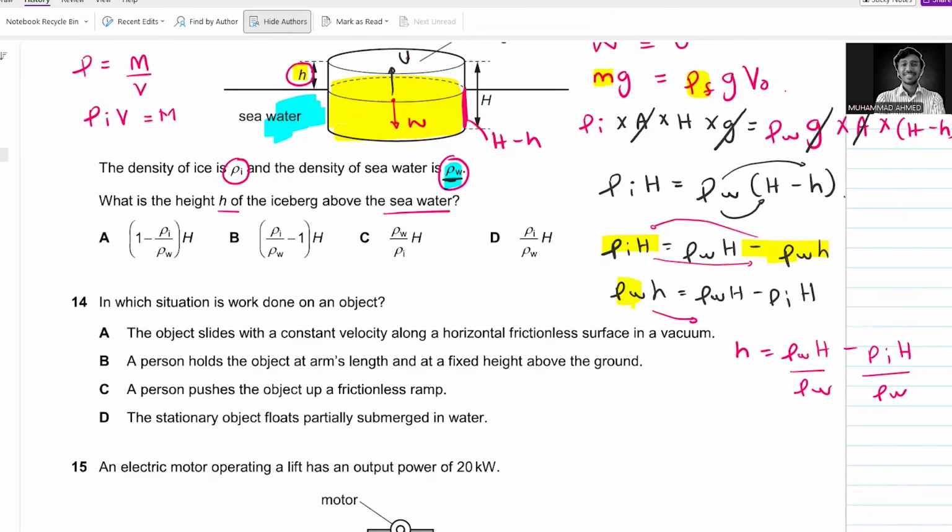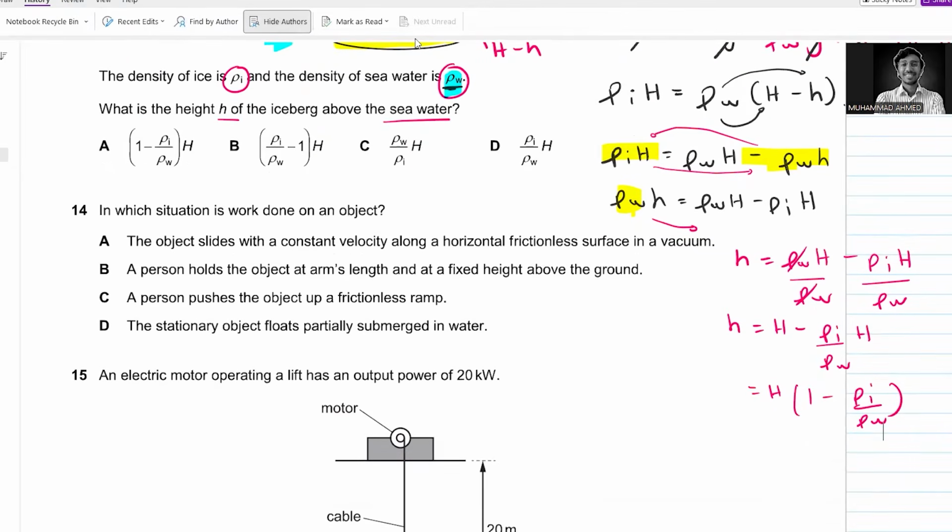Is there anything that is getting cancelled out? Cancel, cancel. So small h is equal to capital H minus density of ice over density of water, capital H. Capital H को कॉमन ले लें? Yes, कॉमन ले लेते हैं. h equals H times 1 minus density of ice divided by density of water. Any answers like that? A is your answer. This was actually a lengthy question.